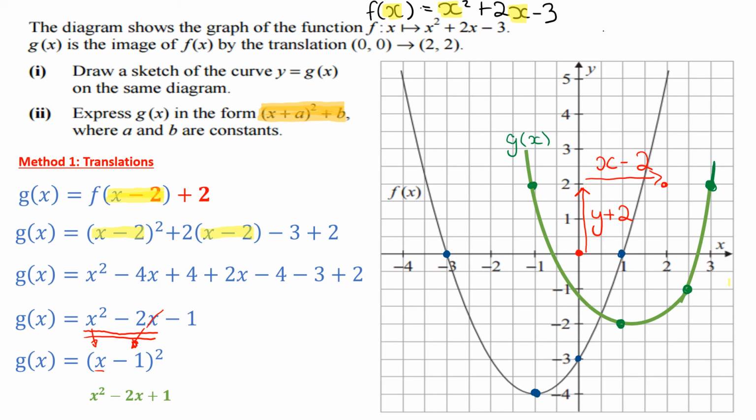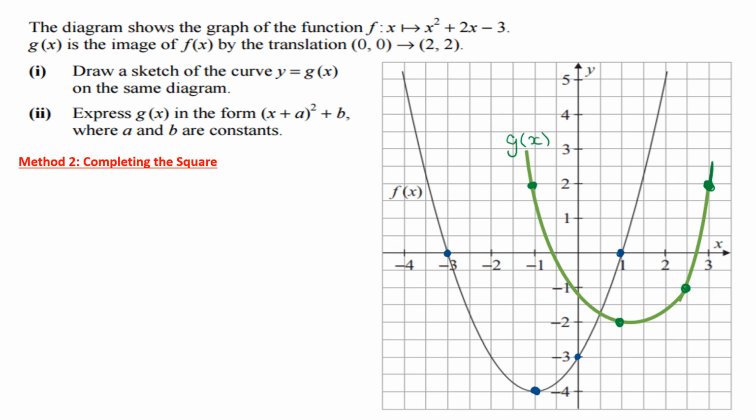Or when it's straightforward like this, you can think, well, I currently have a plus 1. I want it to be a minus 1. So how do I fix that? And the answer is take away 2. So my final answer for g of x in that form is x minus 1 squared minus 2, where a and b, remember, were constants.